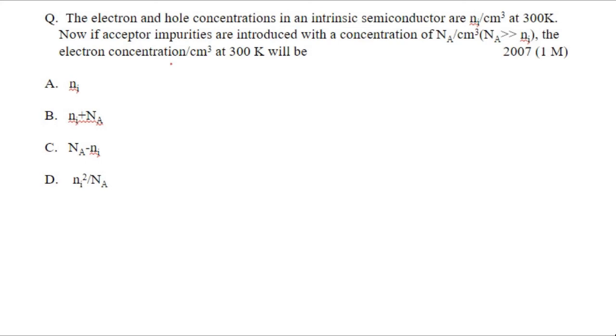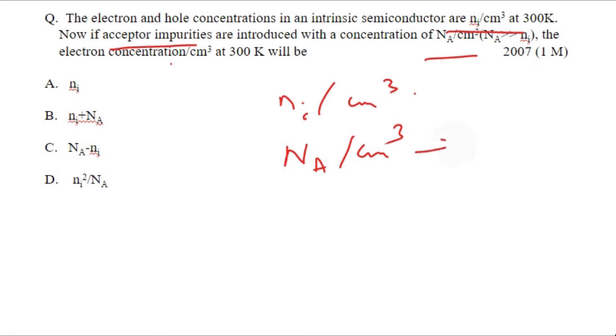The electron and hole concentration in an intrinsic semiconductor is given as Ni. It is nothing but the intrinsic concentration, which is Ni per centimeter cube, at room temperature. Now if acceptor impurities are introduced with a concentration of Na per centimeter cube, so here the acceptor impurity is given as Na per centimeter cube. An acceptor atom is added, so it is a p-type semiconductor.